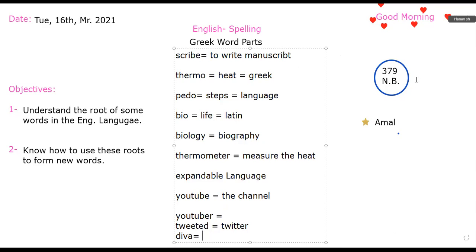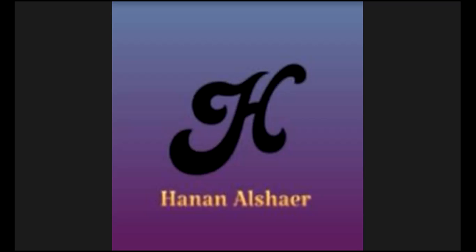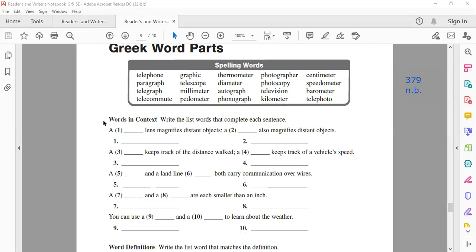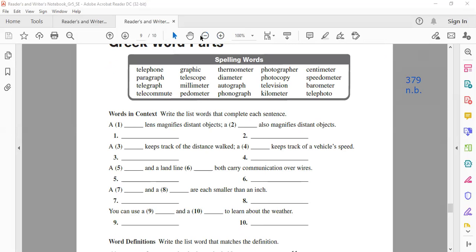Okay, let's go ahead right now and open page 379 in the notebook. Okay, this is the page I want you to open. I will write it right here for you. So Tala, focus. It's 379 in the notebook. Okay, who can read? Mariana, are you there? Yeah. Okay, I want you please to read the first question and the first sentence for you. Write the list of words that complete each sentence.